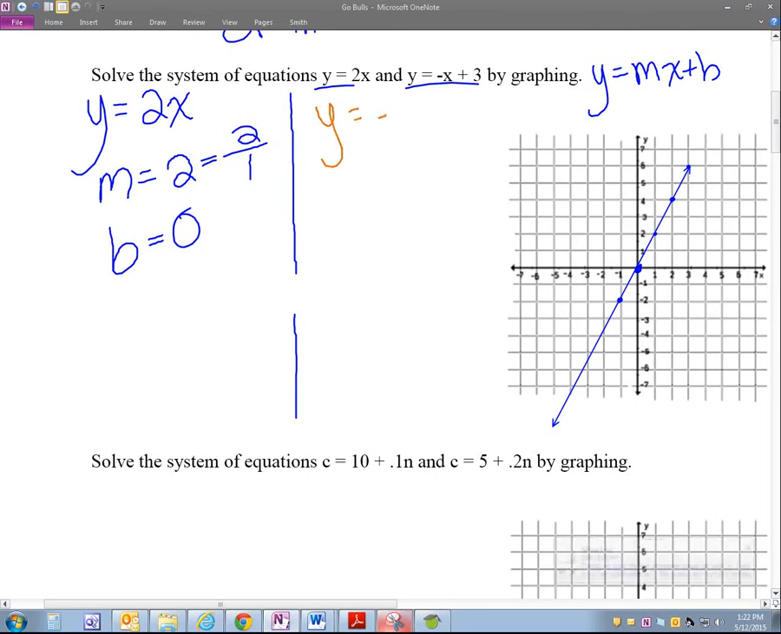Y equals -x plus 3. What is my slope with this one? Y equals -x plus 3. Josh? -1. Beautiful. -1, and because I like to have it be rise over run, I'm going to do that. And then I have my B, which is just plus 3.